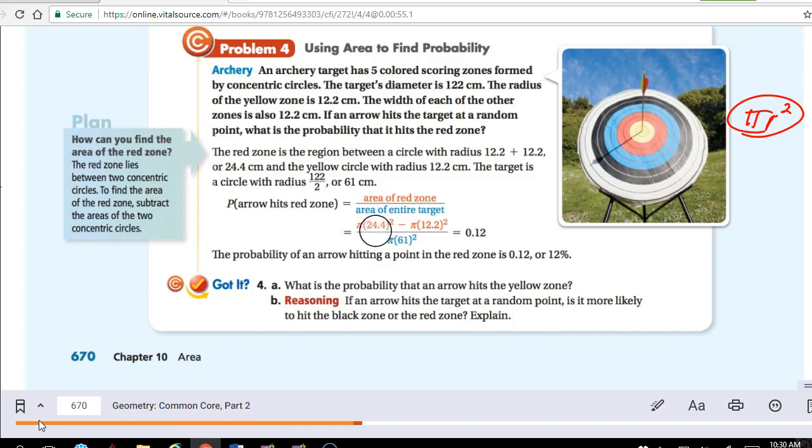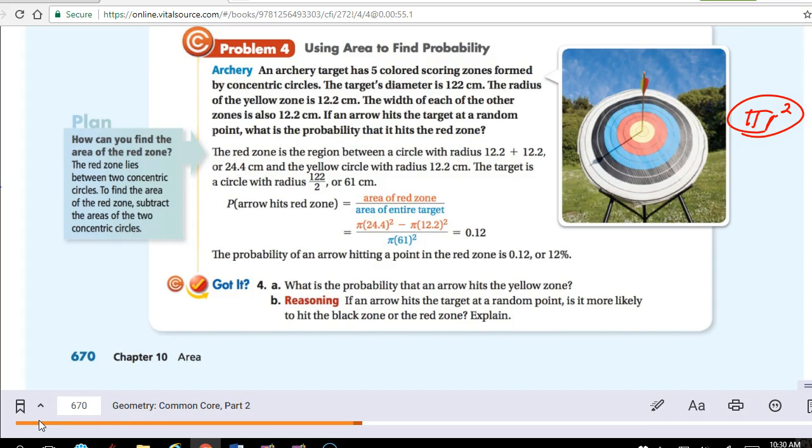This represents the red circle, minus, because the red is not completely in that whole circle, it is the red circle minus the area of the yellow circle, which you have to take out of that, because it's like the big circle, but all this is not filled in. You've got to take away the yellow from it. So that's why they're doing pi times 24.4 squared minus pi times 12.2 squared.